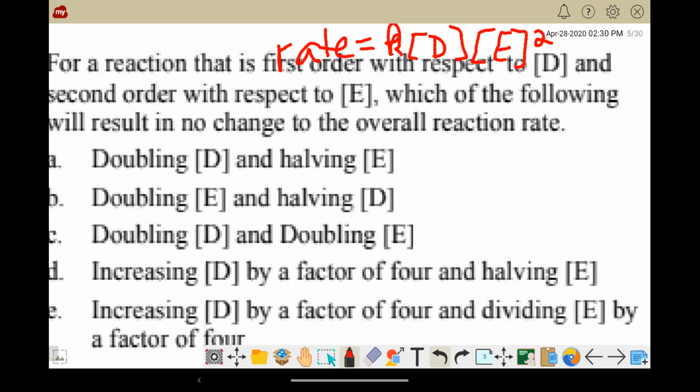Okay, so I'm glad to see nobody chose C, because if we want the reaction rate to not change, we're going to need one of those things to go up and one of those things to go down. So doubling D and doubling E is not going to work.